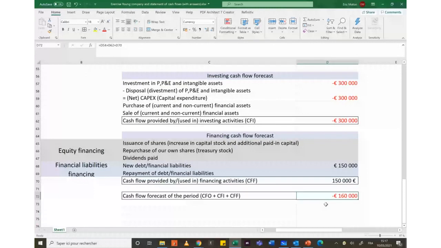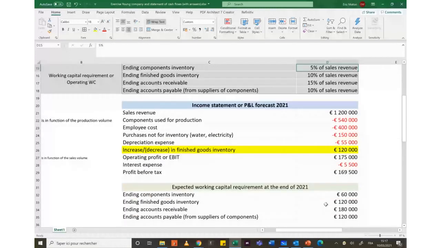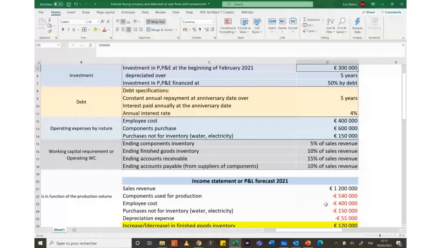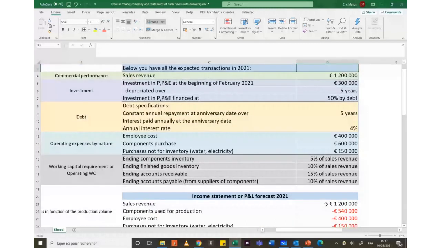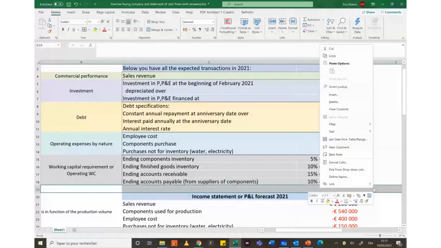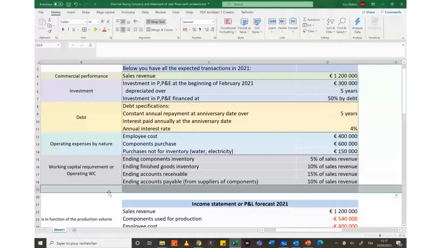If I put the issuance of shares, now I can say what I need to issue at the minimum. I need to compensate the minus 160,000. So we can add here, for instance, some lines. We can add the equity financing.